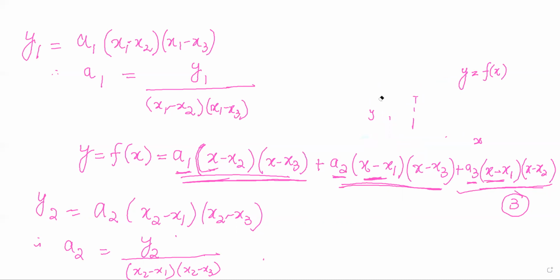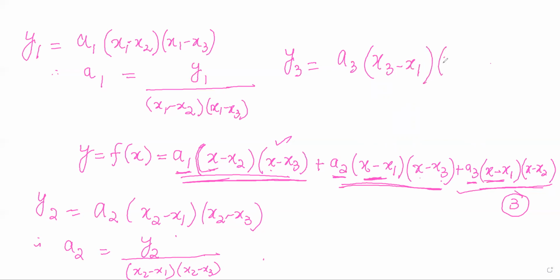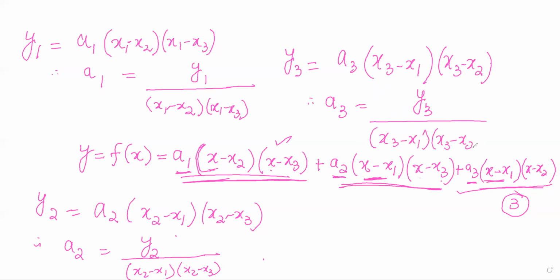In the same way, let's talk about our y3. At x is equal to x3, y3 becomes equal to, now this term will become 0 because x3 minus x3 is 0. It will become a3 multiplied by x3 minus x1 multiplied by x3 minus x2. Therefore, a3 becomes equal to y3 divided by x3 minus x1 into x3 minus x2.